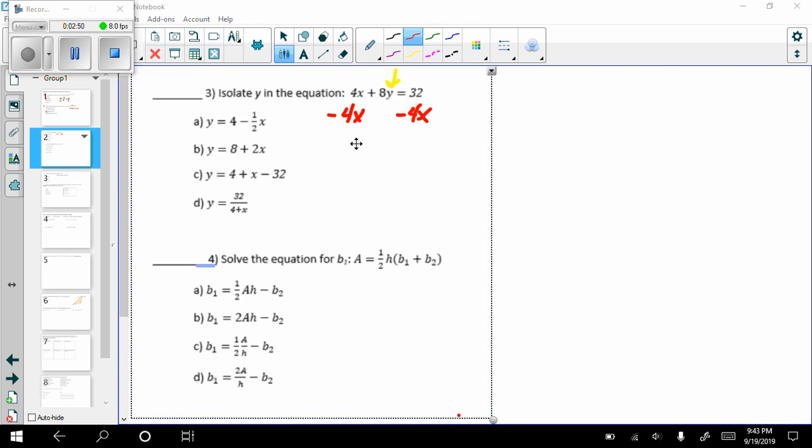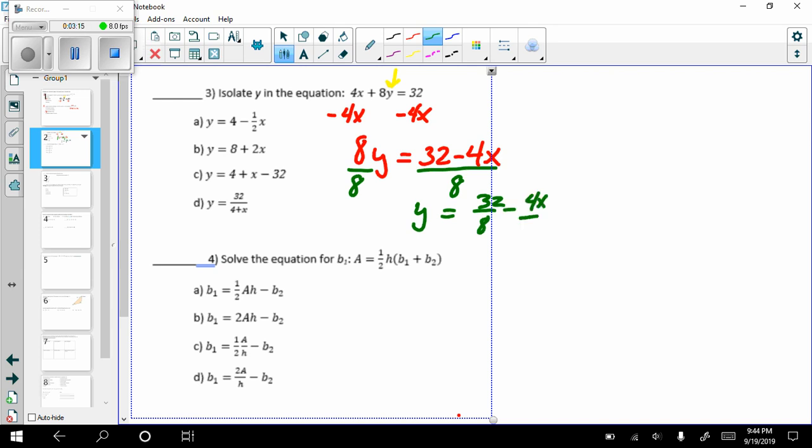Okay, so we then have 8y equals 32 minus 4x. And I still want the y by itself, so the last thing that I'm going to do is divide by 8. This whole thing divides by 8, and you had to show your work on this. So this would have been y equals 32 divided by 8 minus 4x divided by 8. This simplifies one more time, and your final answer would have been y equals 4 minus 1/2 x. And so that would have been letter A.